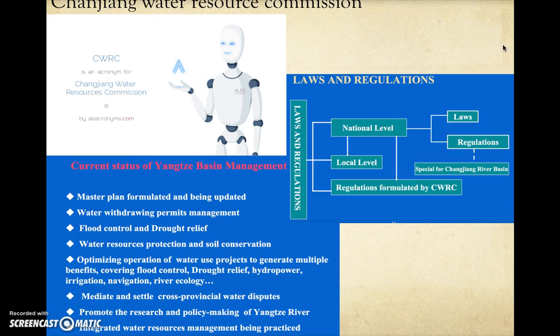Management of the river. The Changjiang Water Resource Commission has complete control of the river. As you can see in this slide, they make rules and regulations. Over the past 10 years the Commission has brought out rules and regulations so that people don't overuse the river to take up more water than they need. They have also put in 3 rules so that they can optimize protection of water use projects to generate multiple benefits covering flood control, drought relief, hydropower, irrigation, navigation, and river ecology.